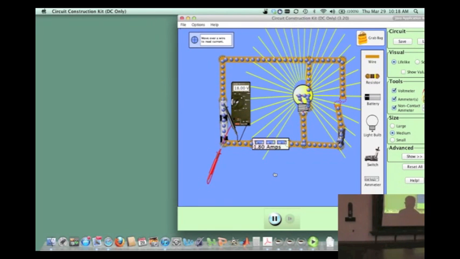Before, it was 3.6 amps when I had the two light bulbs. Now that I only have one light bulb, the current is 1.8 amps. Why did the current go down?